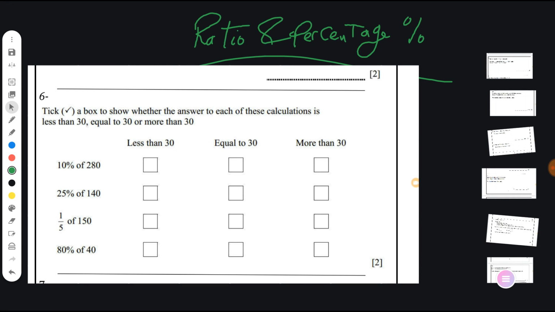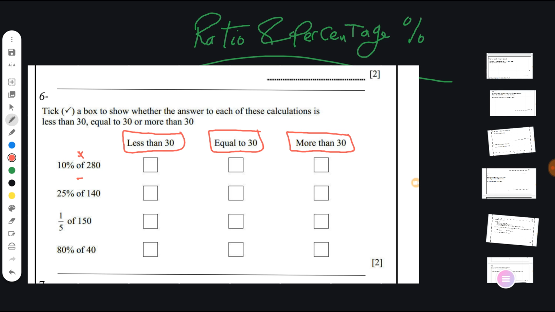there is a question like this. 10% of 280. Okay, always the meaning of "of" is multiply. Okay, so 10% here, I need to compare whether it is less than 30, equal to 30, or more than 30. So I need to convert it to a number. So I will convert from percentage to number.